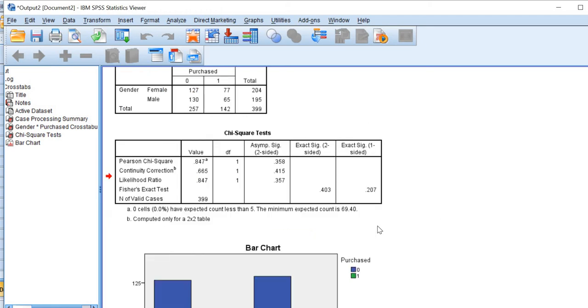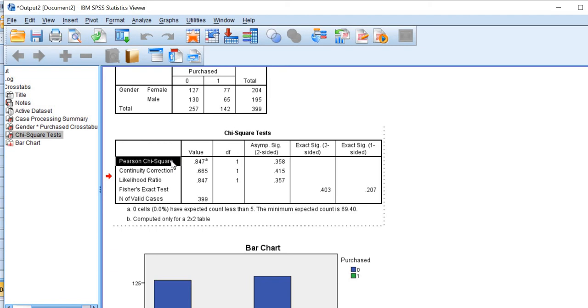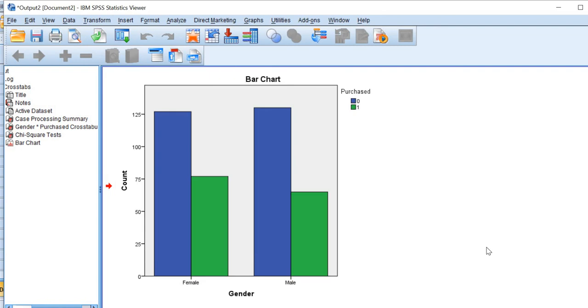Now, the objective of the study is to find if this purchase decision is associated with gender. To come to a conclusion, we will refer to the chi-square table, where only the first row is of importance for us. We will just refer to these few cells and come to a conclusion whether we can accept or reject the null hypothesis. The same contingency table is also represented as a bar chart. Maybe we can avoid the table and present the bar chart in our project or paper if required.